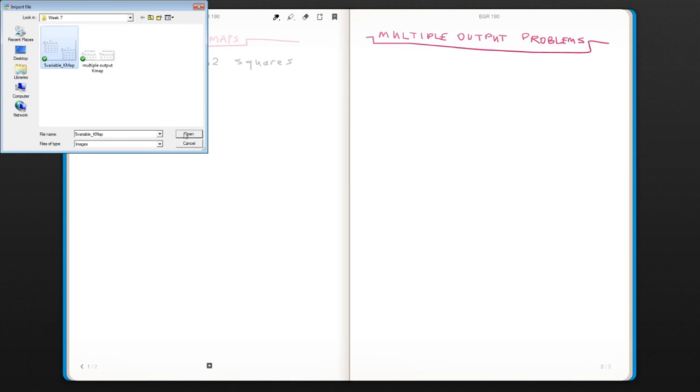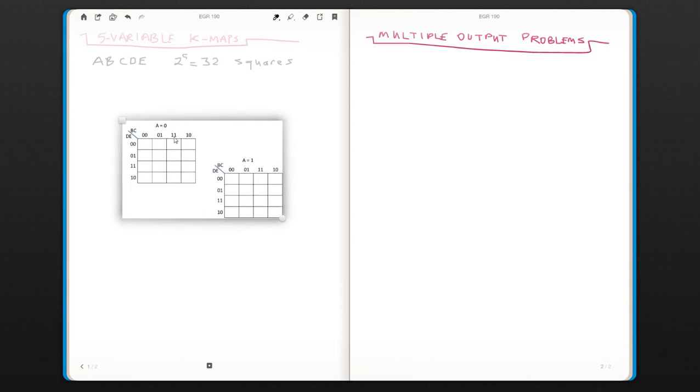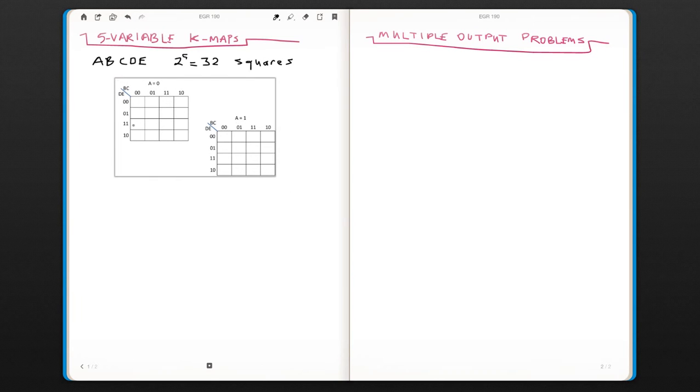So it's going to be something like this. You will have B, C, D, E as your regular K-map, and you will have two maps that will say either A is 0 or A is 1. So with this map, A is always 0. For this map, A is always 1. So let's take a few examples.